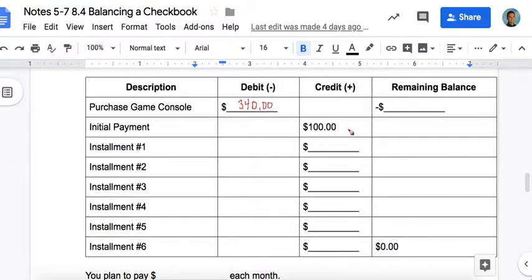Okay, so we know that the purchase of the PlayStation was $340, and this is going to be a debit. Over here is the remaining balance, and notice it's negative because we owe that money. We don't have that money, we actually owe that money. But it did say we made a down payment of $100, so that was a credit. So that's going to take $100 off of what we owe. And so now, if we owed $340 and paid $100, we now are going to owe $240.